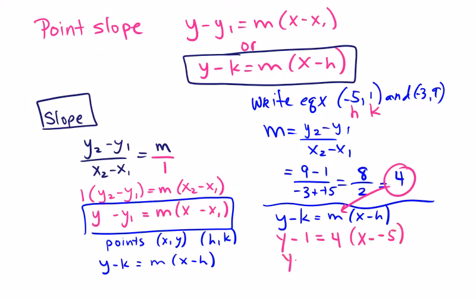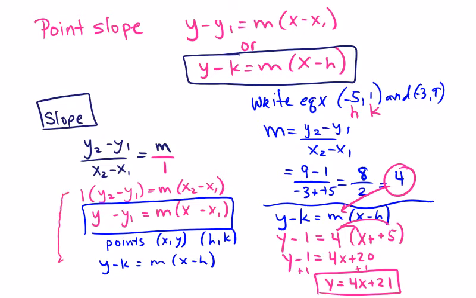So this gets us y minus 1 equals, I'm going to distribute this out, and then the two negatives change to a positive. So 4x plus 20, and then add the 1 to the other side, and that gets us an equation of y equals 4x plus 21. This would be the equation between those 2 points. Now again, if we were to go ahead and graph this, we would hopefully see that this graph would go through a really high point.